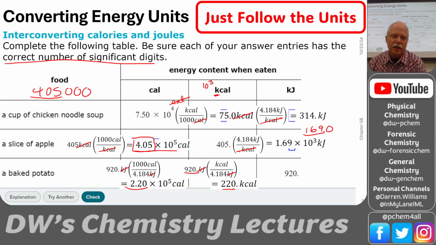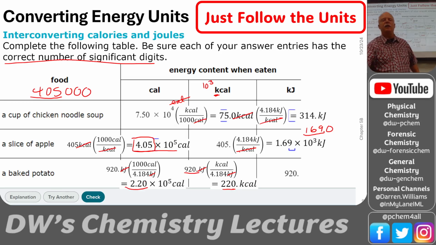So that's this type of the ALEKS module. This is this type of problem. And so just follow the units. It's just drilling you on converting from one kind of unit to another. So use the units to determine whether you need to divide by 4.184 or multiply by 4.184. So that's the only trick, is just using the units.